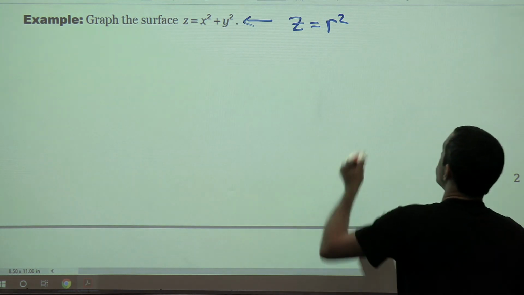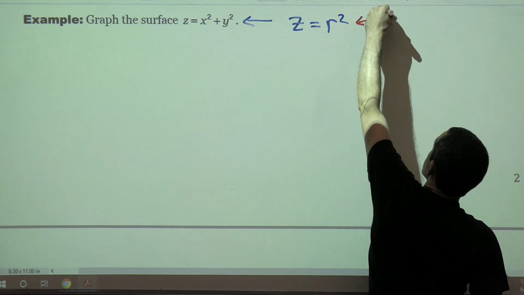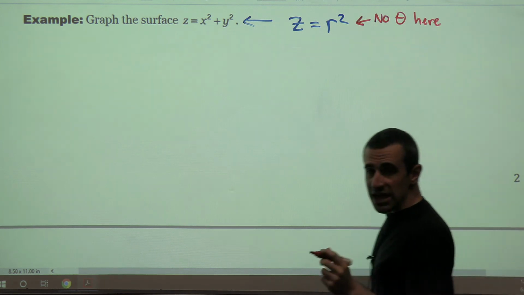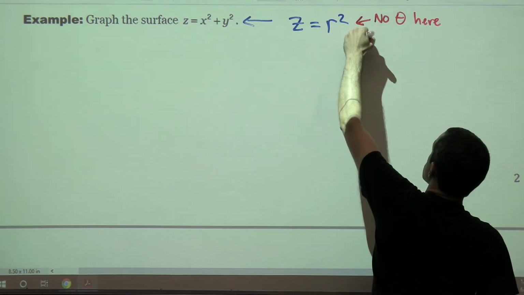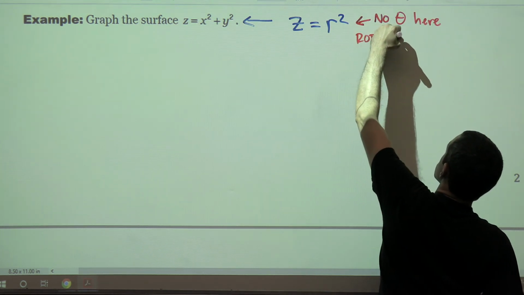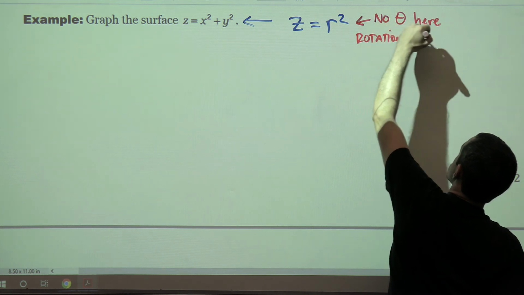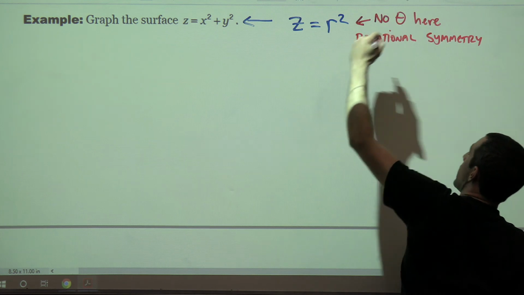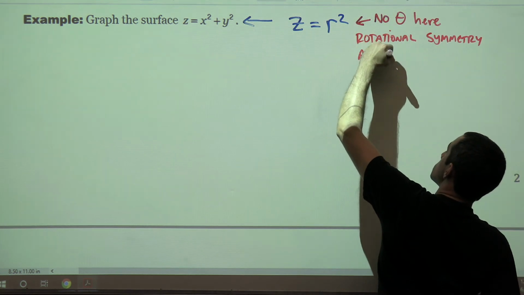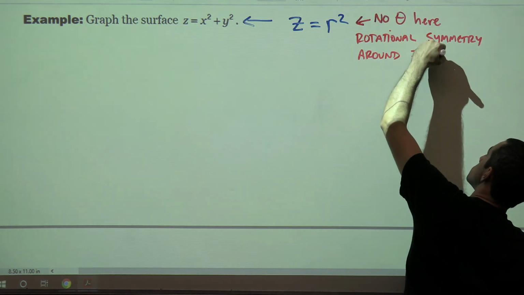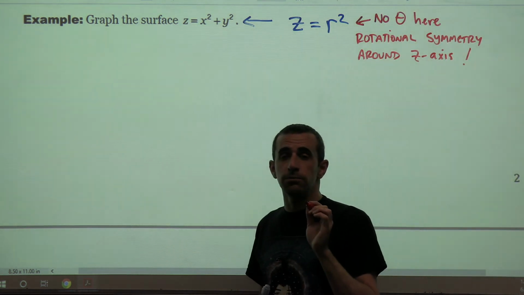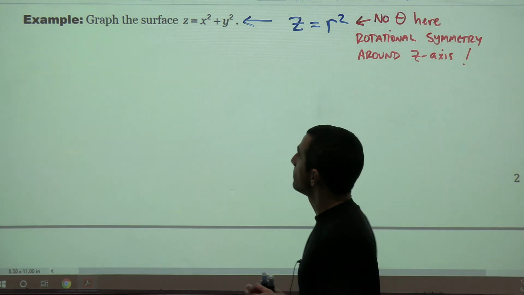So let me make a note of that. There is no theta here. So what that means is that we have rotational symmetry around the z-axis. And that's good for us because it's going to make the graphing problem very easy.